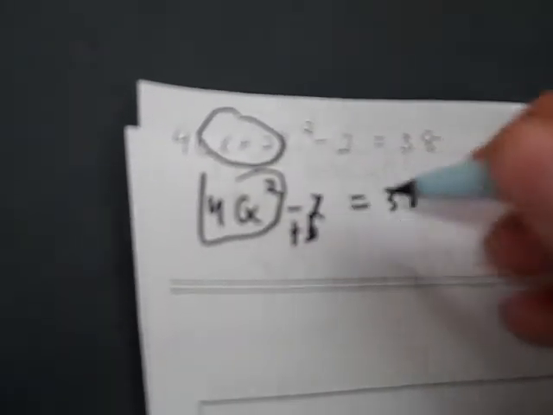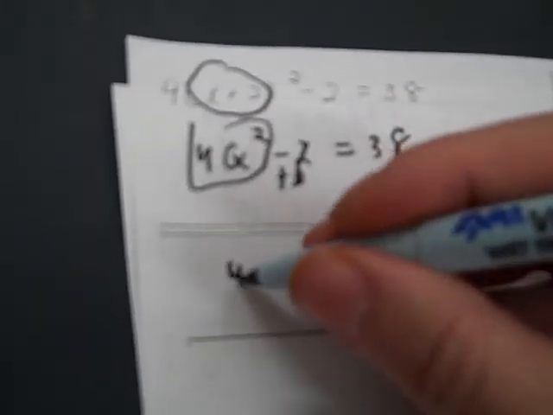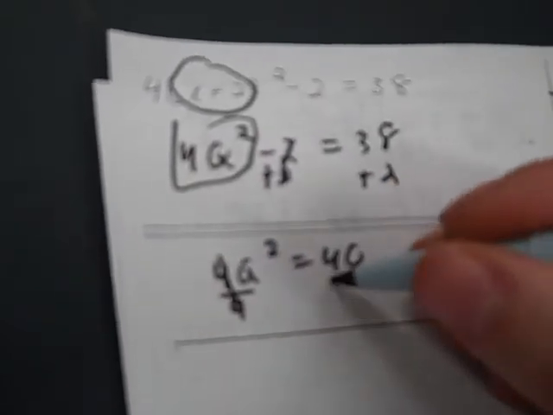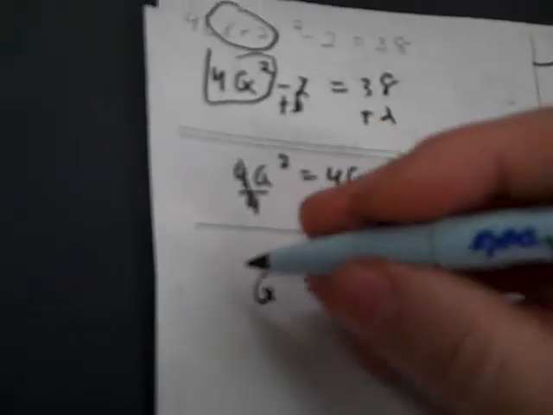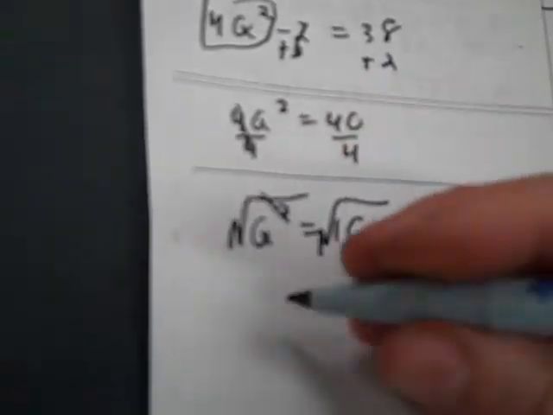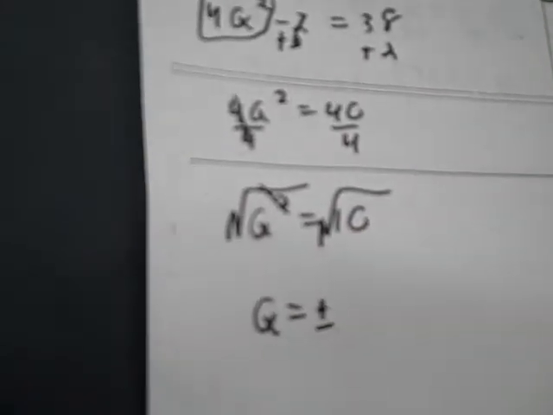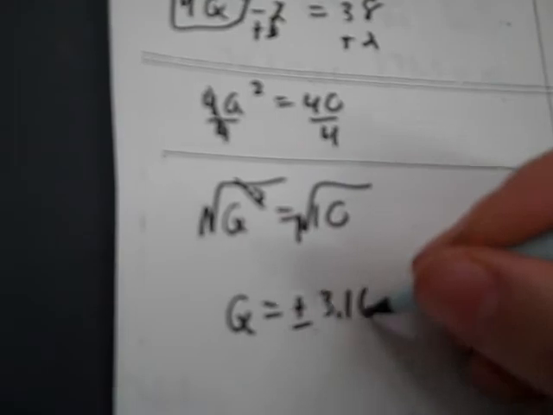Okay, so I box up my 4Q to the second power. I will need to add 2. So 4Q to the second power equals 40. And now I divide by the 4. So Q to the second power is equal to 10, and then what number times itself is 10? Well, I'm going to find the square root of 10. It's not 5 either. That would be the square root of 25. So I take the square root of 10, which is 3.16, so it could be positive or negative. Okay, 3.16 and negative 3.16, and then I bring in x plus 2.